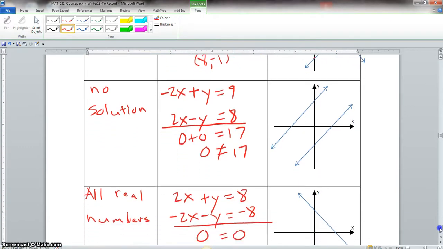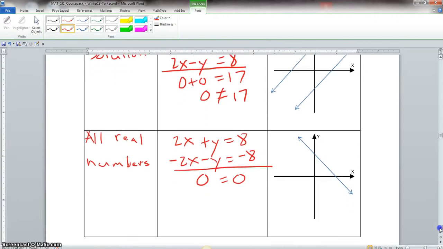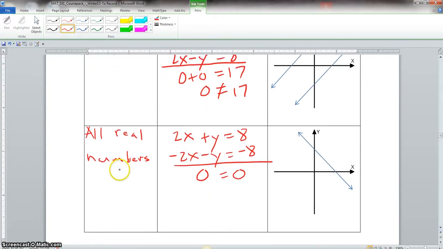We have all real numbers. And I need to add one other thing to this here. Is all real numbers, or you could say infinitely many solutions. Okay. Now, what we have here is 2x plus y equals 8 and -2x minus y equals -8. When you add all these together, you have 0 equals 0.